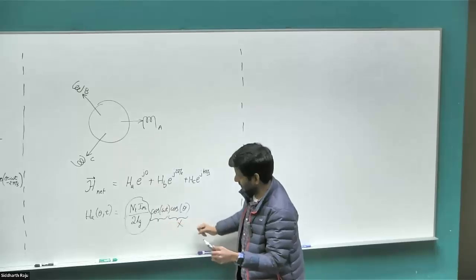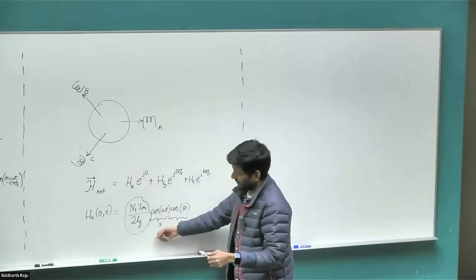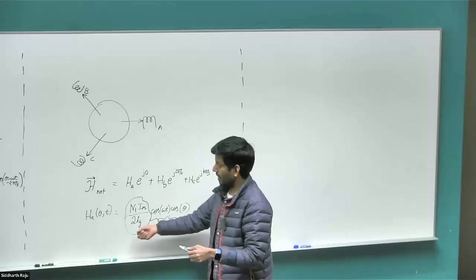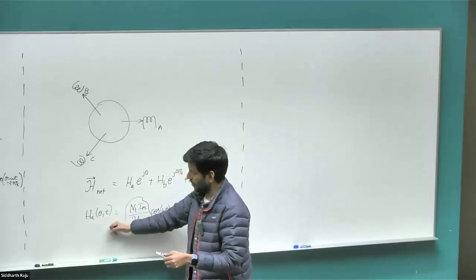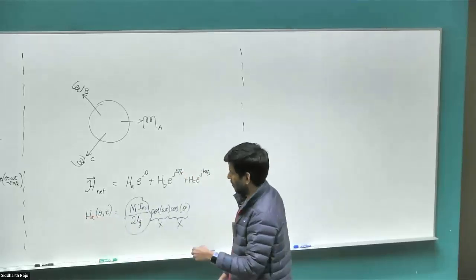So again, we have too much information that's being provided here. This again is not necessary. But the one thing that I need to provide is the maximum value. And then you can figure out what the HA of theta comma T is going to be for A phase, B phase, and C phase all on your own.